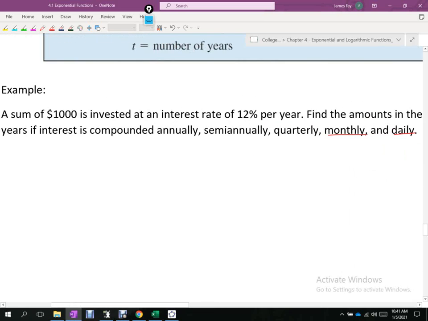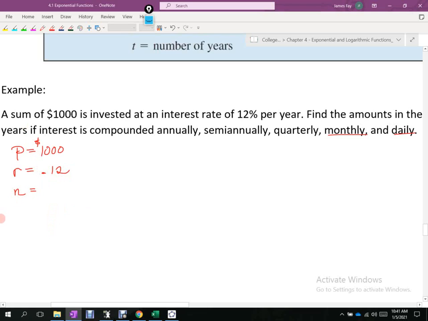So this scenario says a sum is invested at $1,000. So P, my principal, is $1,000. I said 100, but it should be 1,000. Interest rate, that's R. Now, this is the number one error that people make. Interest rate has to be a decimal. A lot of people put 12 in. It's got to be 0.12.